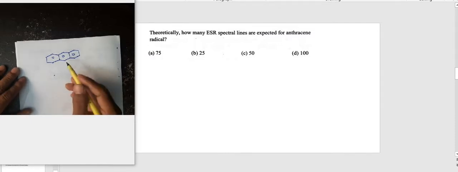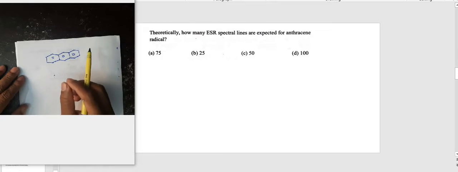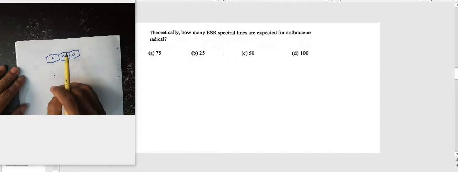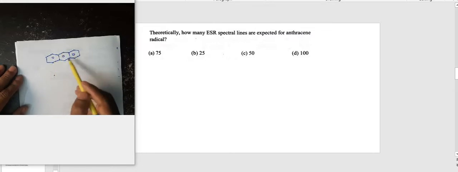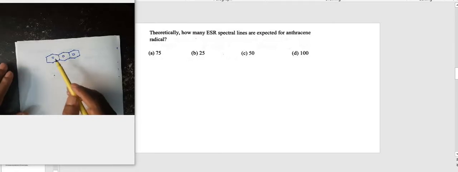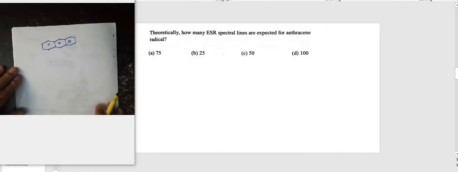In ESR spectroscopy, the signal due to the electron is split by the active nuclei present in the compound. Here in this compound we have carbon as well as hydrogen atoms, but we have plenty of C12 carbon, and the I value for C12 is 0. Therefore practically only protons will split the signal, because for a proton the I value is 1/2.